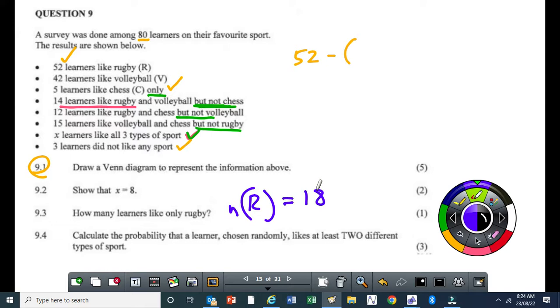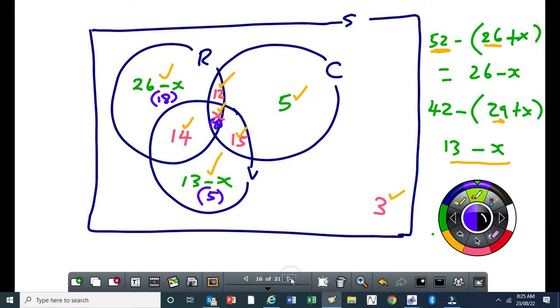Then 9.4 says, calculate the probability that a learner chosen at random likes at least 2 different types of sport. Okay? This word at least means that's the minimum. So a learner will like 2 sports, or they like 3 sports. They won't like one only. So we go to the intersections. All the intersections, that's where you will get your answers.